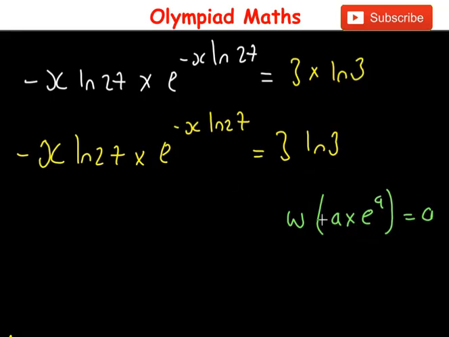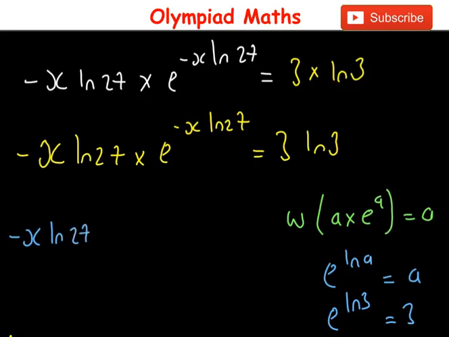First, we're going to introduce e to this expression. To do so, if you have e raised to power ln a, this equals a. So if you have e raised to power ln 3, this equals 3. So in the place of 3 right here, we'll bring in e raised to power ln 3. So this expression becomes minus x times ln 27 times e raised to power minus x ln 27 is equal to e raised to power ln 3 times ln 3.